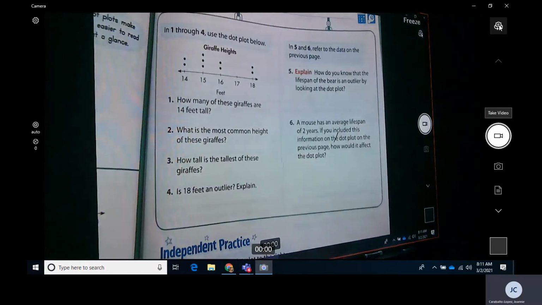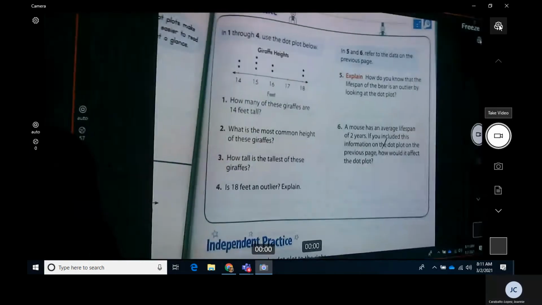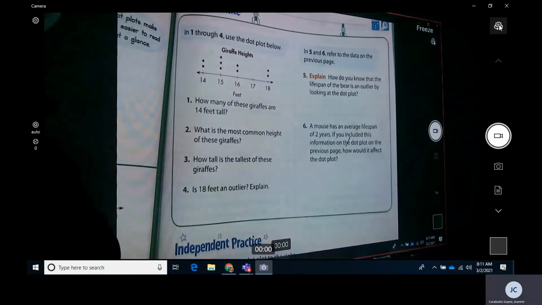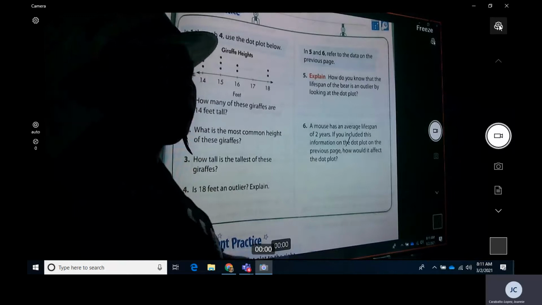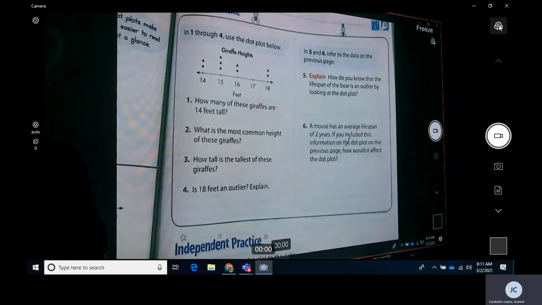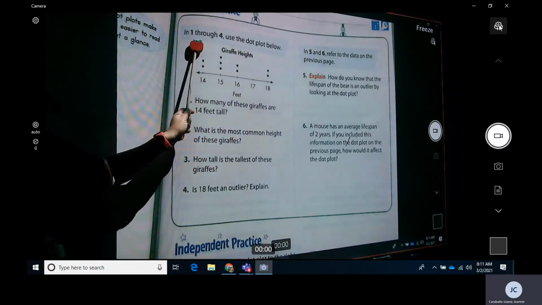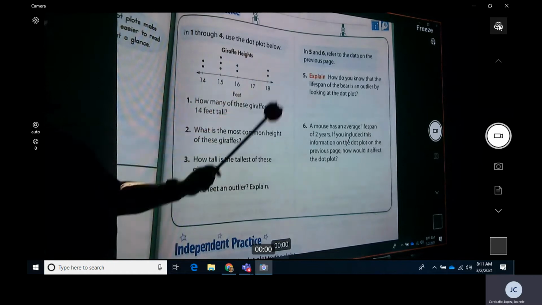Okay, can everybody see the board? Yes? All righty. So let's read the instructions really quickly. Everybody, all eyes on me. If you have a Spanish book, you're going to read along so that you can understand what I'm reading in English, okay? Okay? In 1 through 4, use the dot plot below.